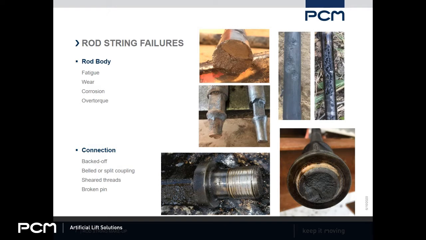So connections can fail by being backed off. By that I mean unscrewed. During backspin, sometimes you'll see couplings unscrew, or connections unscrew. Sometimes the couplings will split open, and you'll see a bit of a bell shape on the end. The bell shape by itself is not a failure as long as the connection is still intact, but in extreme cases, it splits right open. More often, you're going to see sheared threads, like we see in this bottom picture here, or a broken pin, like the one over in the bottom right. So these are the two more common connection failures.